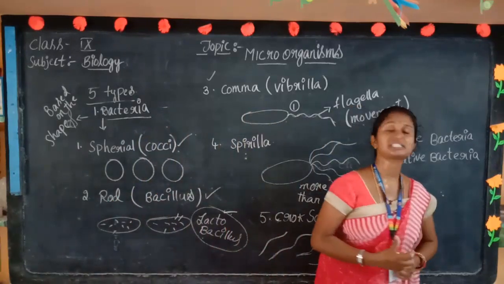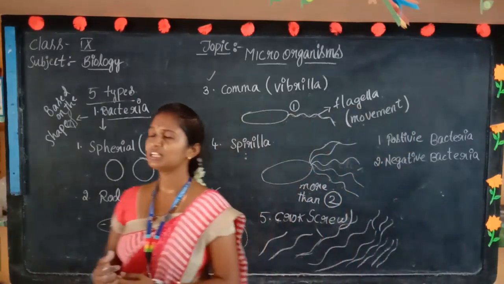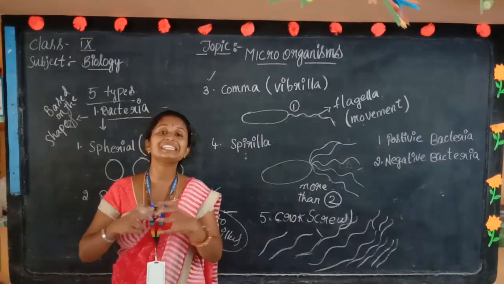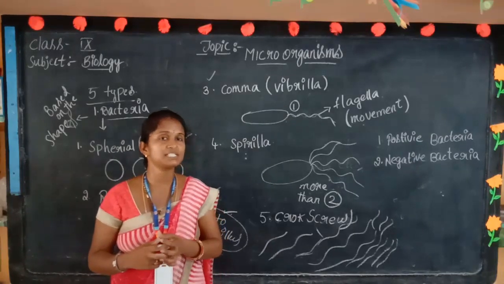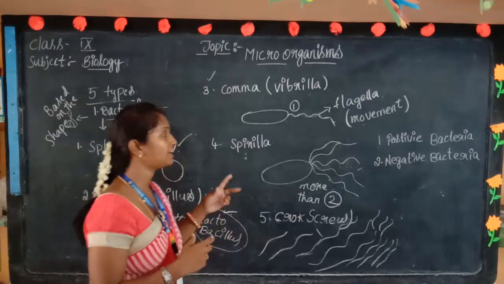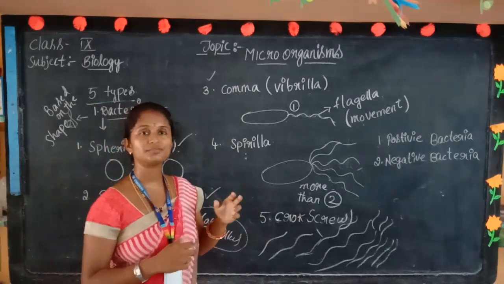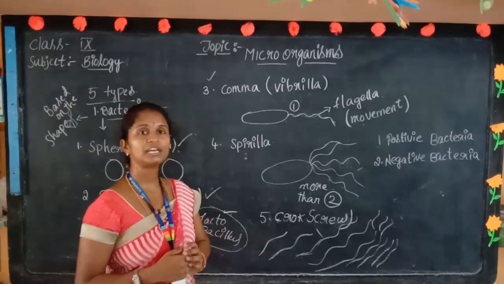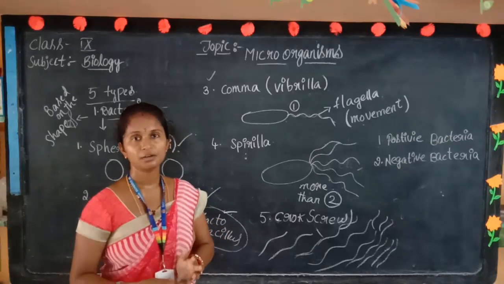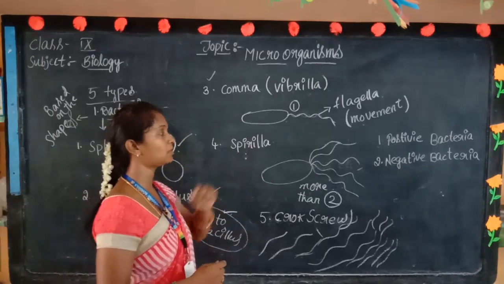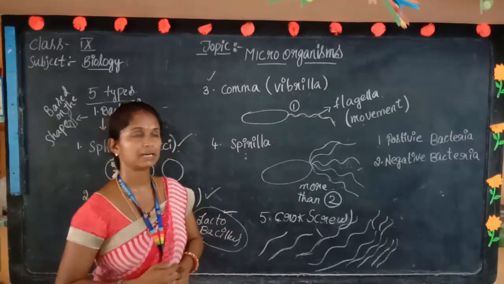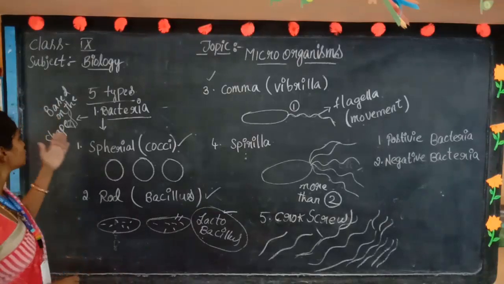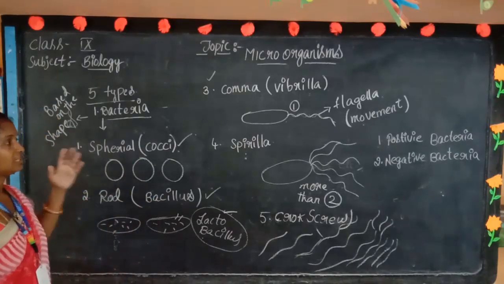Normally, in any organism, the cell wall will be present. The cell wall holds the cell contents inside. Based on the rigidness of the cell, based on the components present in the cell, the color is divided into 2: positive bacteria and negative bacteria. They will look pink and blue. Yes, pink will be positive, blue will be negative bacteria. So based on the color the bacteria will be different, and based on the shape, 5 types of bacteria are there, that we discussed.